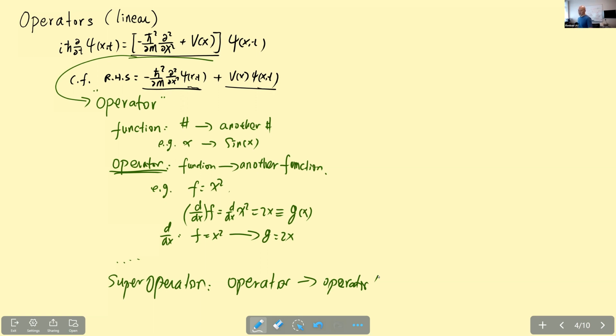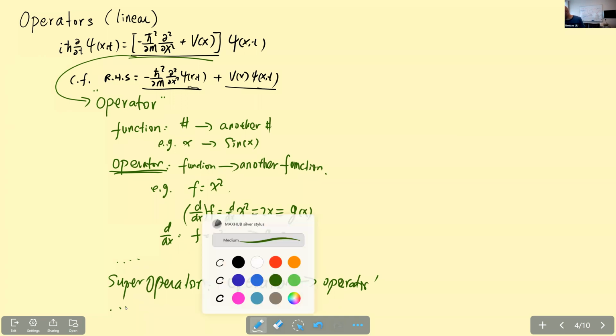But anyway, in mathematics, a function actually is an operation that changes one number to another number. And the operator is also a function. It's a special function, but the input is a function, and the output is another function. Okay. For the super operator, the infinite operator ultimately is also another operator. Okay. Let's look at some examples so that we can have more feeling of this.